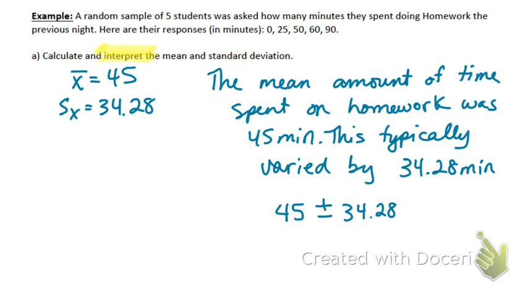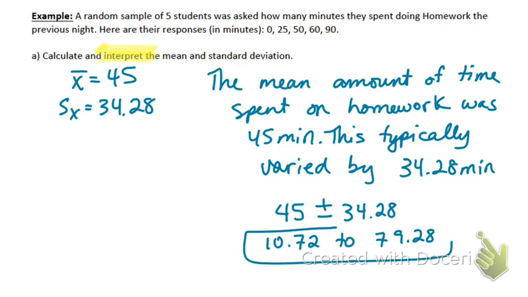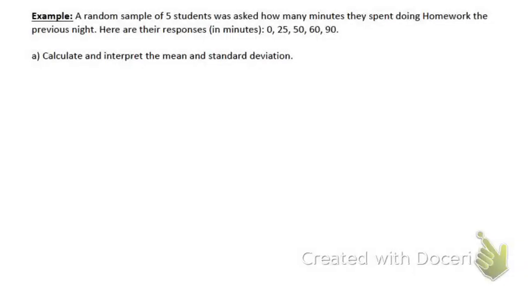So we're talking like 10.72 to 79.28 minutes, right? So this is what would be considered the average amount of time. So the person who did 0 and the person who did 90 are kind of outside of the average. But most of them were somewhere between 10.72 and 79.28. Any question about that?